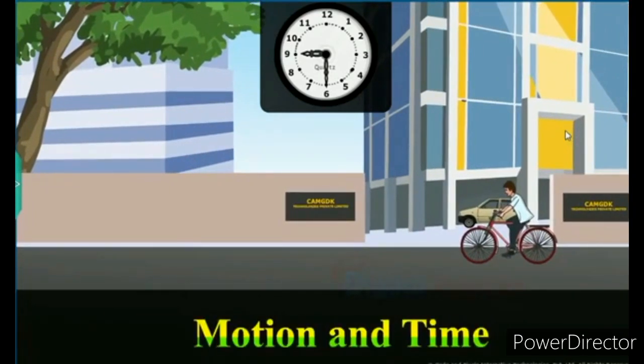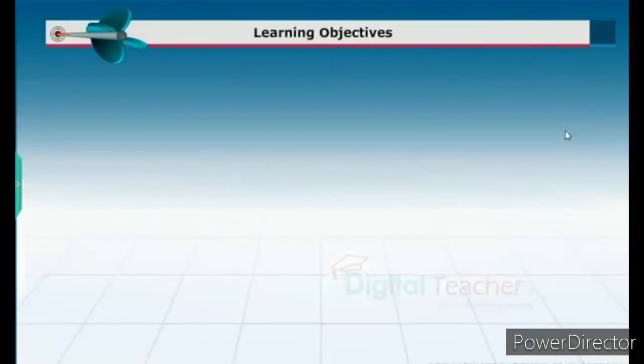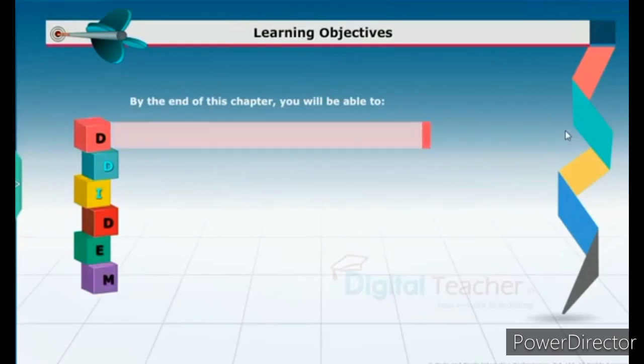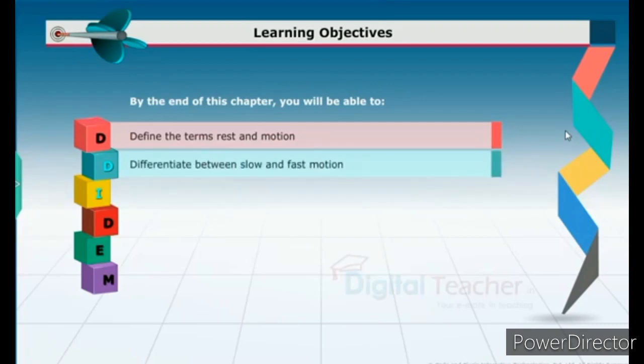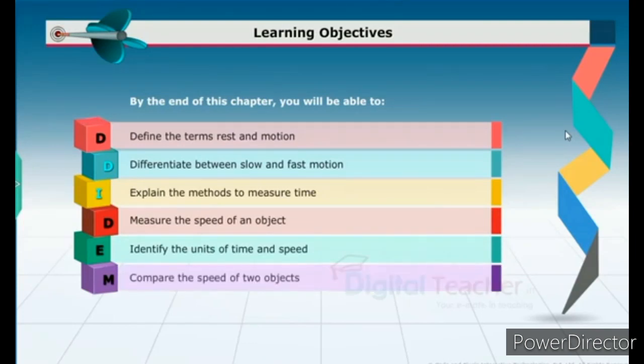Welcome to the chapter Motion and Time. This slide presents the overview of the chapter. Learning objectives. By the end of this chapter, you will be able to define the terms rest and motion, differentiate between slow and fast motion, explain the methods to measure time, measure the speed of an object, identify the units of time and speed, and compare the speed of two objects.